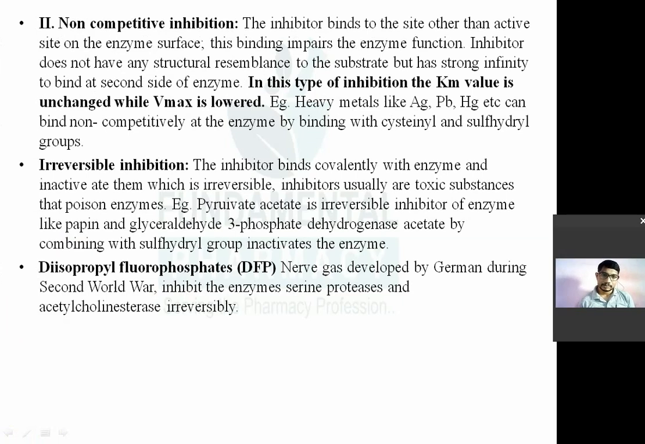Irreversible inhibition means covalent bonding. The inhibitor binds covalently with the enzyme and inactivates the enzyme, which is irreversible. Inhibitors of such type are toxic substances, and these substances poison the enzyme.